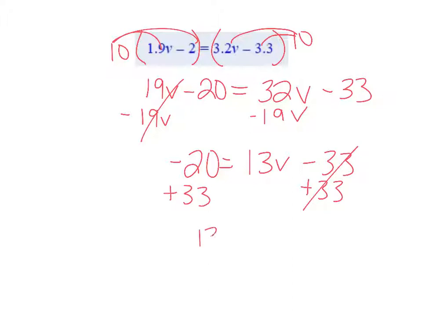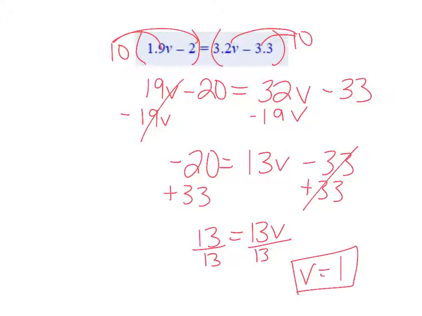That's going to be a 13, positive 13 equals 13V. Quick little divide by 13. V ends up equaling 1. Now, I was able to work through that problem and never have to grab my calculator out to do that.